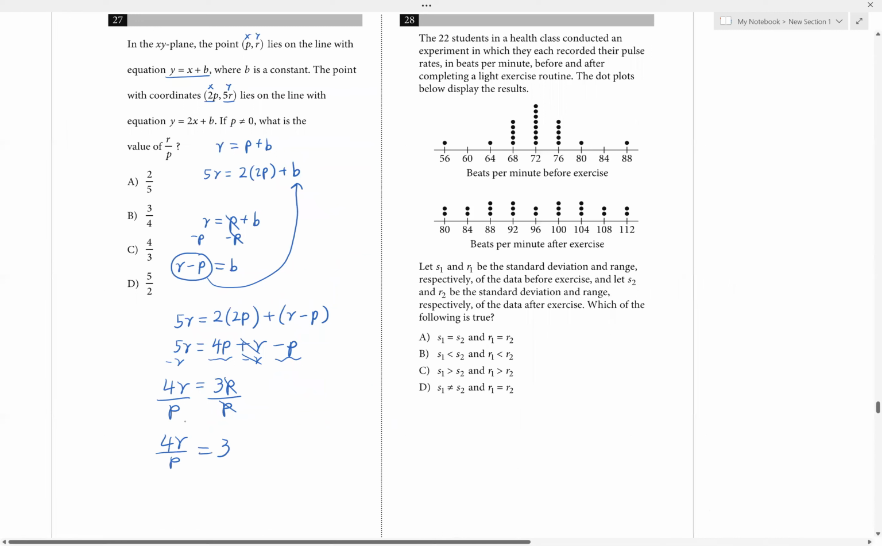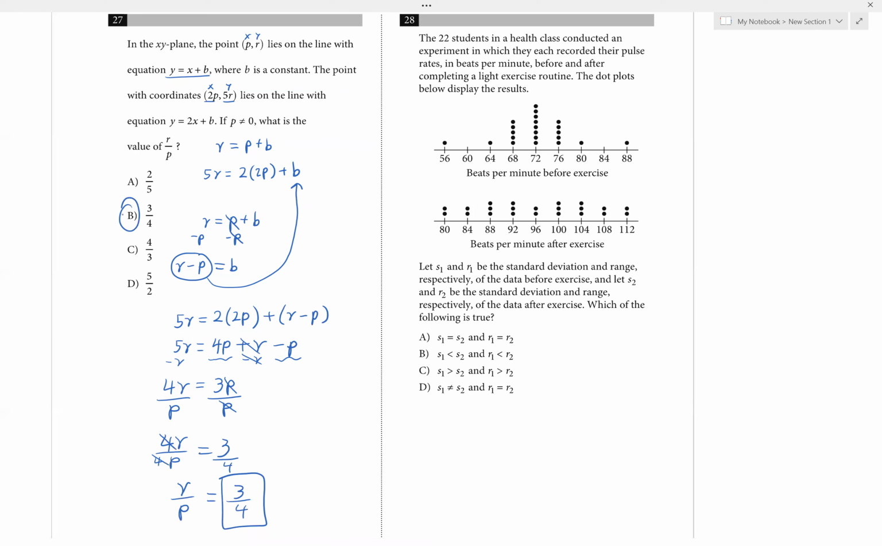We're almost there, because we just need r over p, so we have to divide out the 4. Let's divide by 4 on both sides. The 4 will cancel, and we get r over p equal to 3 over 4. So that should be our final answer, which is letter B. For this question, it's not possible to solve for the exact values, but we know the ratio of r over p is 3 over 4, which is letter B for question 27.